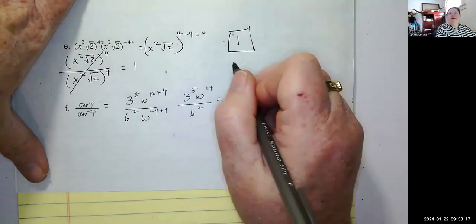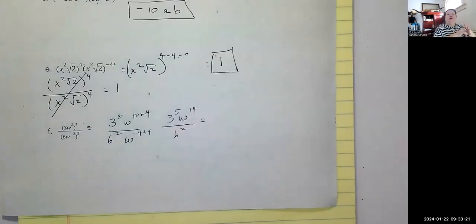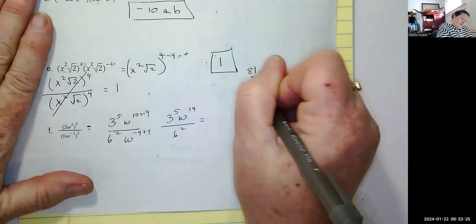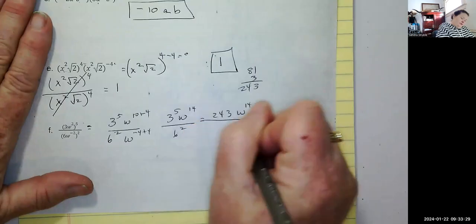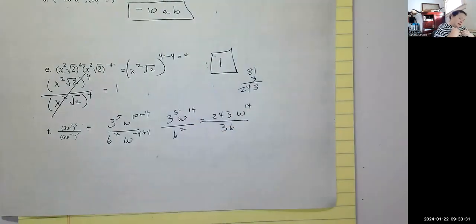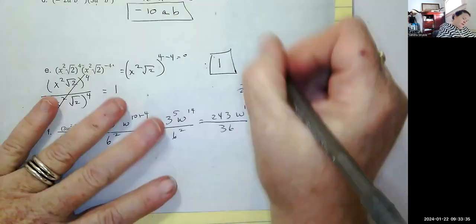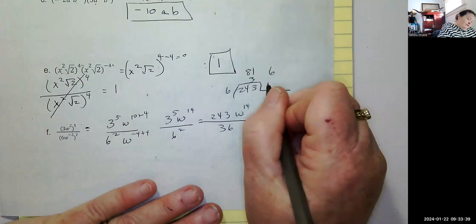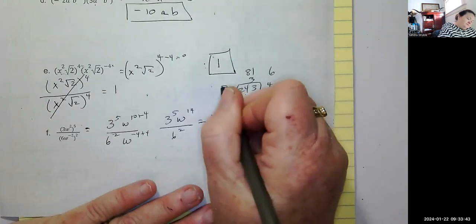So what does that look like? Calculation wise, 3 times 3 is 9, so we've got 81 times 3. So 243, w to the 14th over 36. This does reduce. Does it reduce by 6? 6 into 243 would be 4. Nope, but it will reduce by 3.